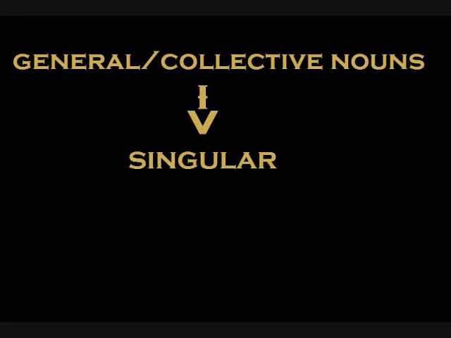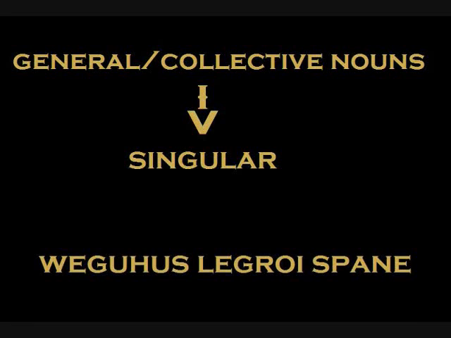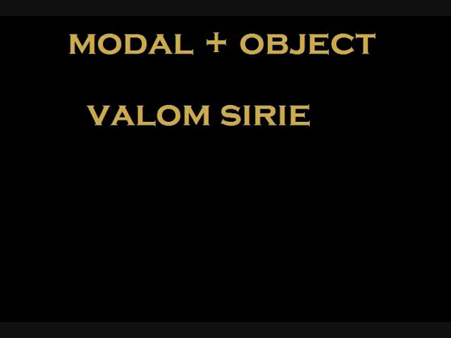If you wanted to describe a like, dislike, or want that is permanent, you would of course use the nomic. For example, if you've always hated watching birds, you'd say, Weguhus legroi spane. Note that this will connote an extreme emotion, so the nomic should not be used lightly in this case. Each of these modals can also simply take an object rather than another verb. For example, you love flowers would be Valom sirie.